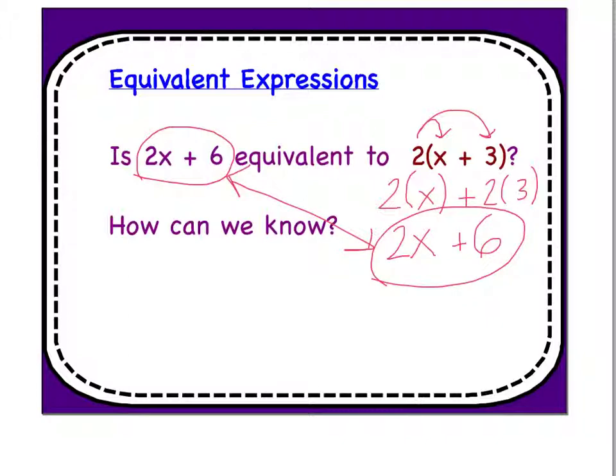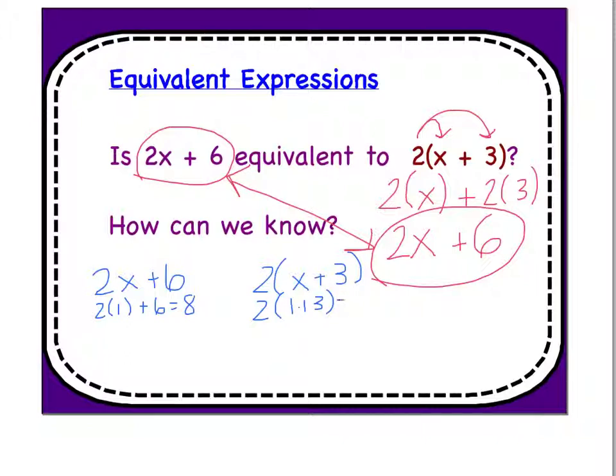Another way we could look at it is I could take my 2x plus 6, and my 2 times the quantity of x plus 3, and I could start plugging in numbers for x. If I plug in 1, I have 2 times 1 plus 6, which is 2 plus 6, which is 8. If I come over here and plug in 1, 2 times the quantity of 1 plus 3, or 2 times 4, because we have to do parentheses first, which gives us 8.